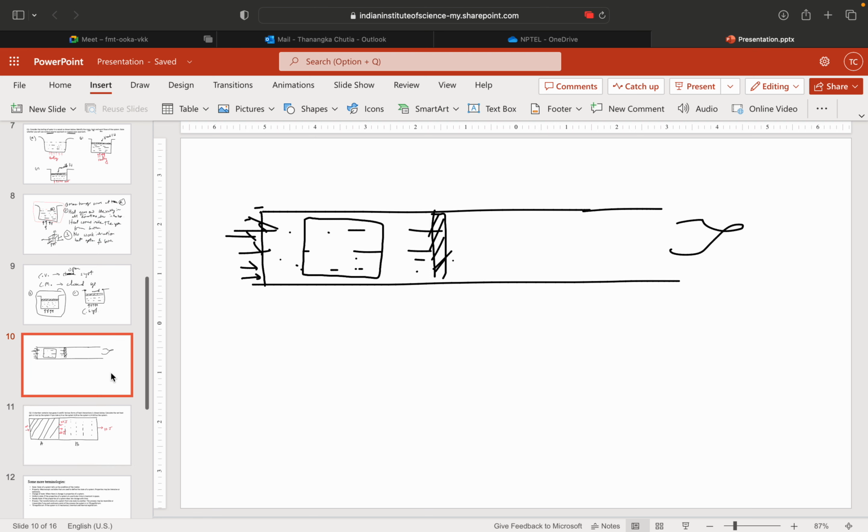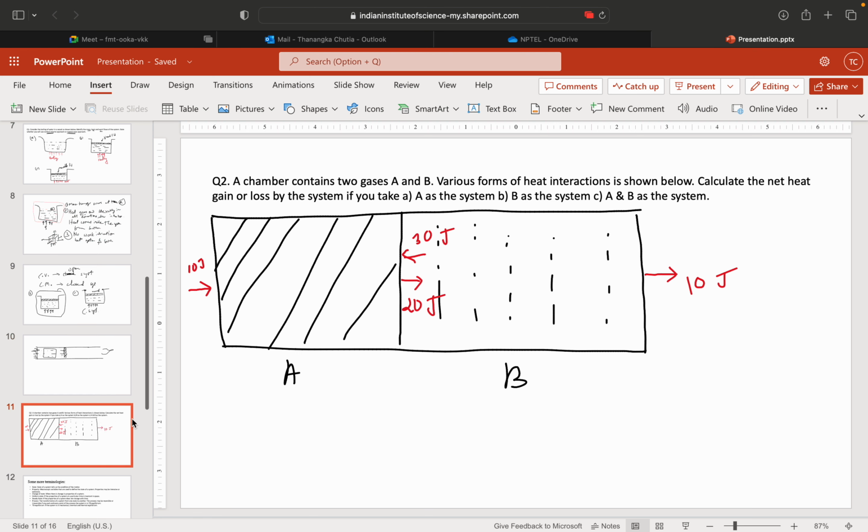If no doubt, I will be moving to the next question. I will give you 2 minutes. If you can solve this, say me quickly the answers. If you solve, you can just unmute and give. If you do not understand the question, please let me know. It has a chamber containing two gases separated by a membrane. Don't think about what type of material this membrane is. Whatever interactions are given, they are heat interactions. Calculate the net heat gain or loss if you take A as the system, if you take B as the system, and if you take A and B together as the system.